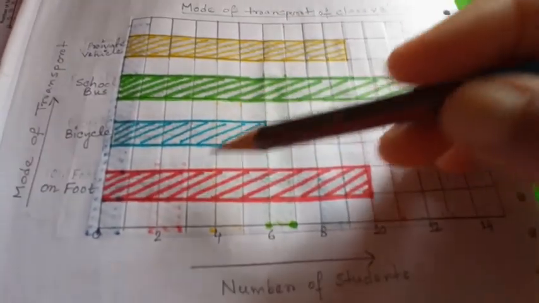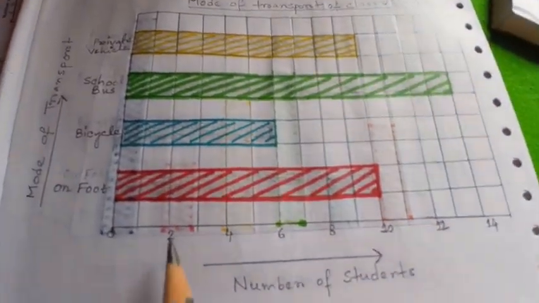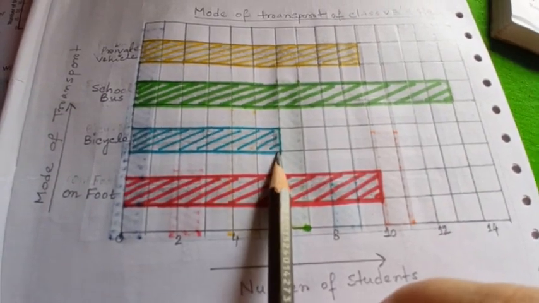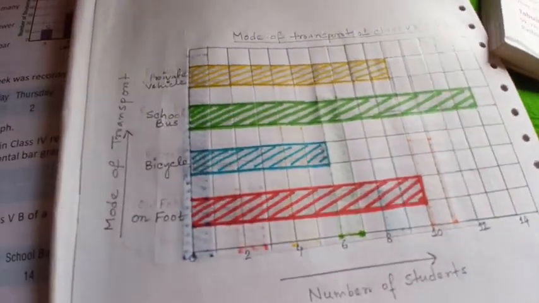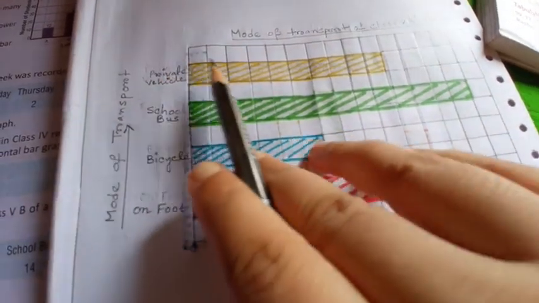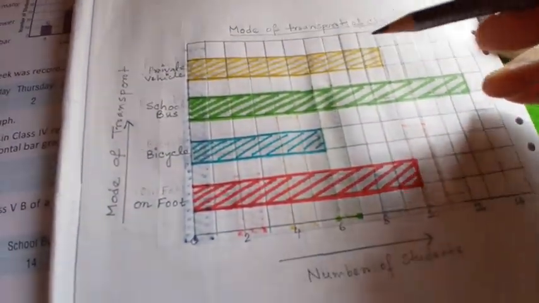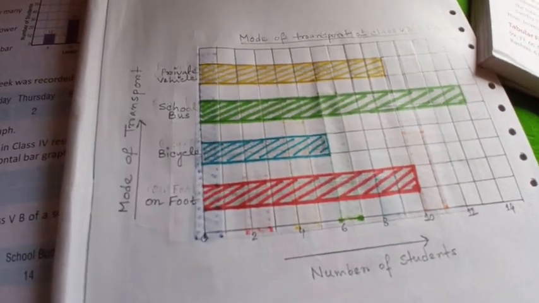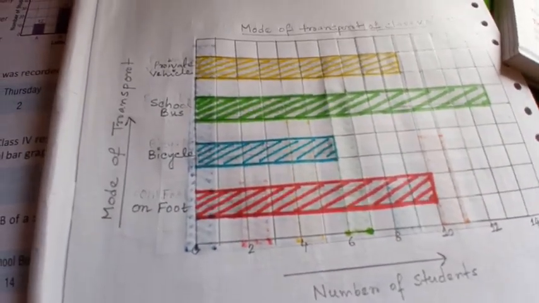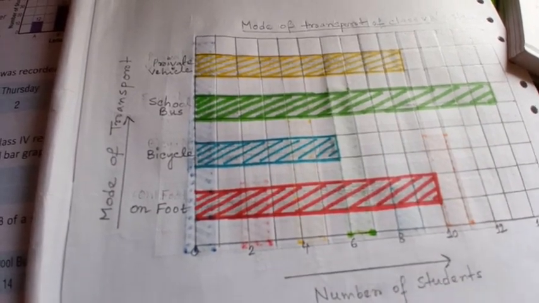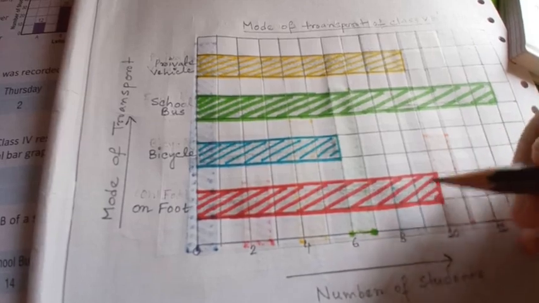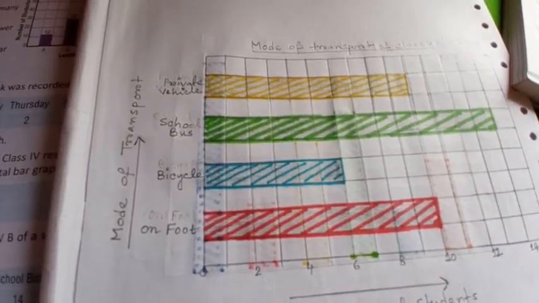So you see, on foot the number of students is 10, bicycle is 6, school bus is 14, and private vehicle is 10. Like this way you have to draw, and you choose different colors to show the bar graph. You can color the whole bar, or otherwise design it in any way you like.